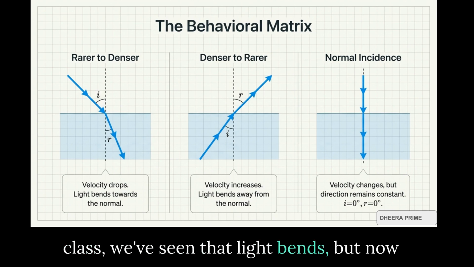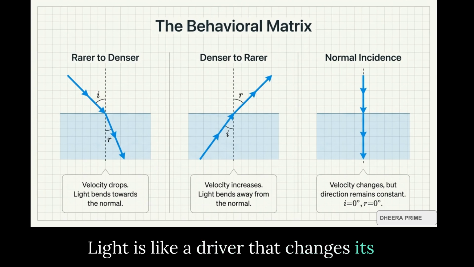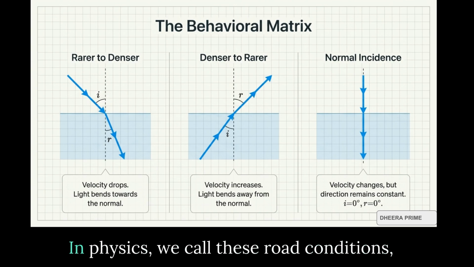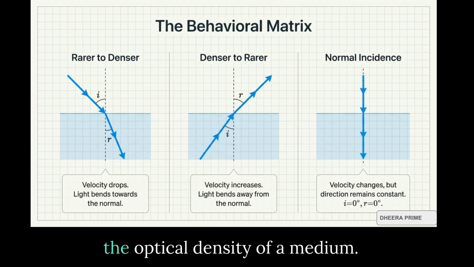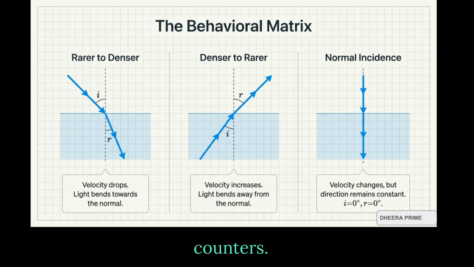Class, we've seen that light bends, but now we're going to talk about how and why. Light is like a driver that changes its steering based on the road conditions. In physics, we call these road conditions the optical density of a medium. There are three specific scenarios light encounters. Let's break them down. Scenario 1.